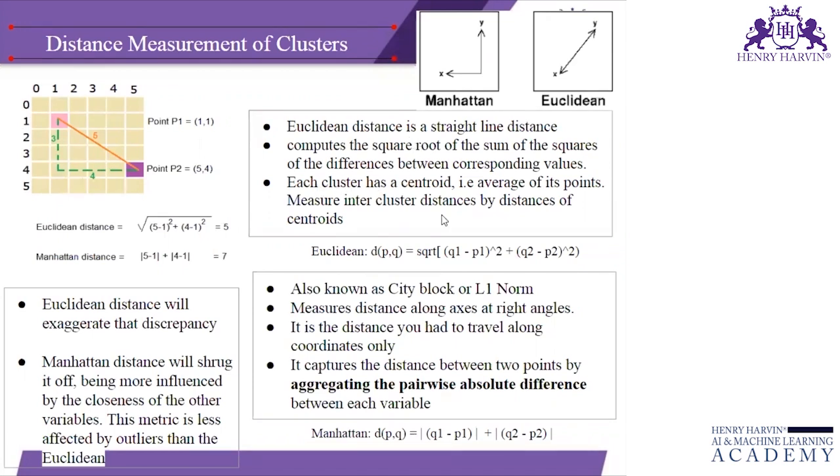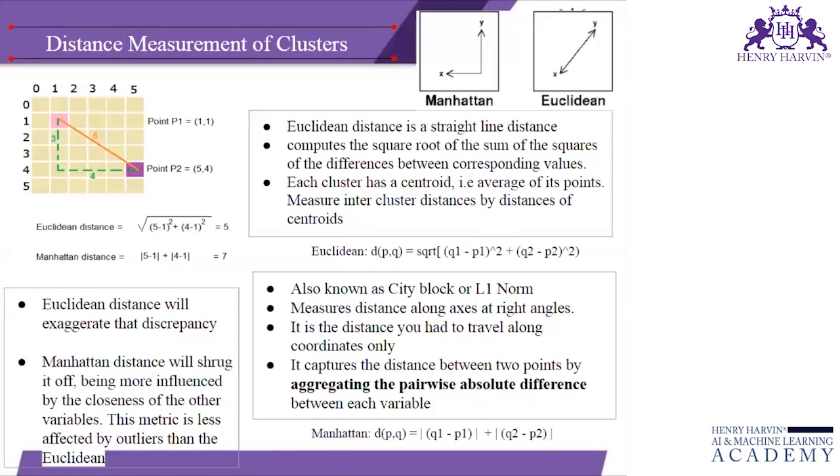So each cluster has a centroid. If we are talking about clusters now, we have discussed how to calculate Euclidean distance. And if we talk about clusters, each cluster has a centroid, that is the average of all the points of the cluster. So the measure of distance will be calculated for each of the clusters. So this is how Euclidean distance will be calculated.